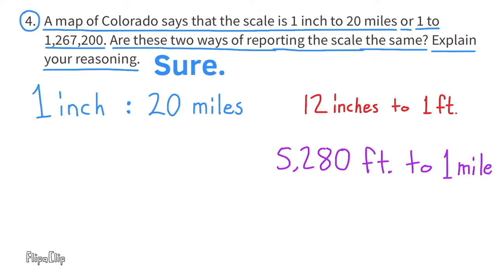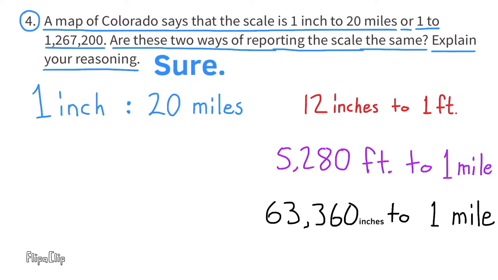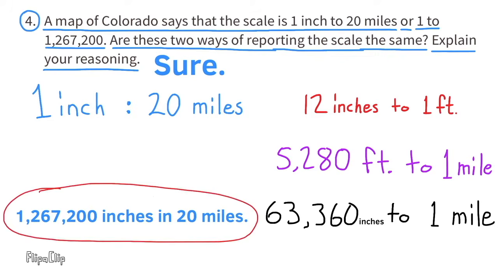We can multiply 5,280 feet times 12 to find out how many inches would be in 1 mile. So there's 63,360 inches in 1 mile. Now all we have to do is multiply 1 mile times 20 to get 20 miles, and multiply 63,360 inches times 20, and we discovered that there's 1,267,200 inches in 20 miles. So to say that the scale is 1 inch to 20 miles, or 1 to 1,267,200, either one would be correct, so they are the same.